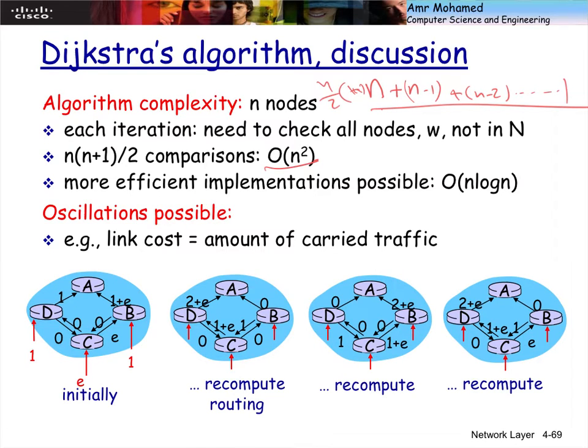So this is the complexity of Dijkstra's algorithm. One thing to note is that there is some improvement to Dijkstra's algorithm that can reduce this complexity to n log n instead of n squared. Okay? We don't have to talk about this improvement and how it's done, but there is some improvement that can reduce this complexity even more.